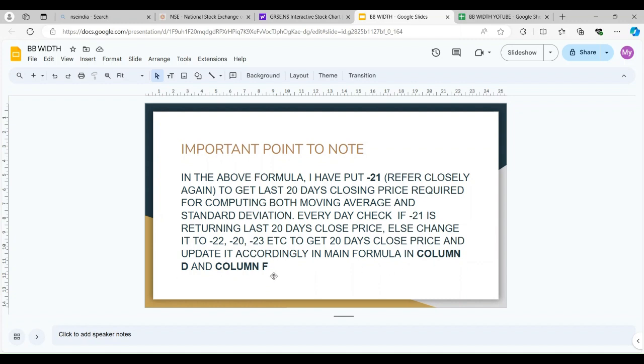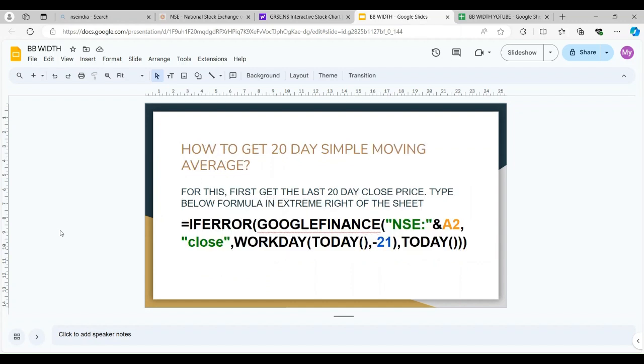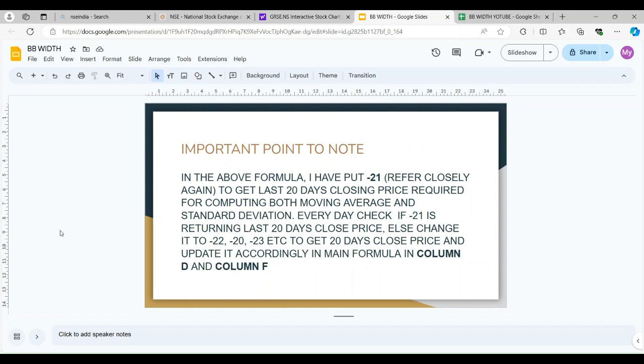I'll come back to column D and column F later, but I believe people are able to understand by looking at this. Okay, so this formula people can take a screenshot. It's not very big, so people can take a screenshot and practice at home. So I have put minus 21 here.